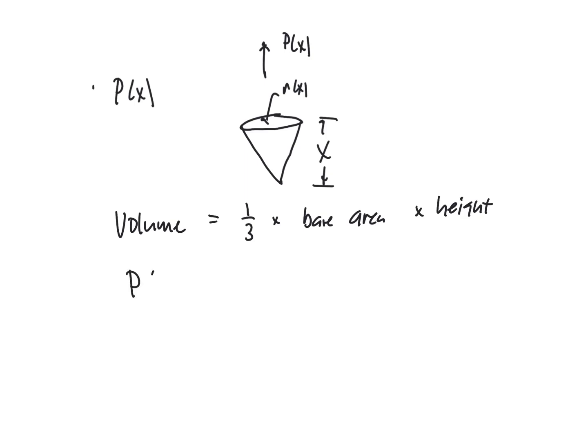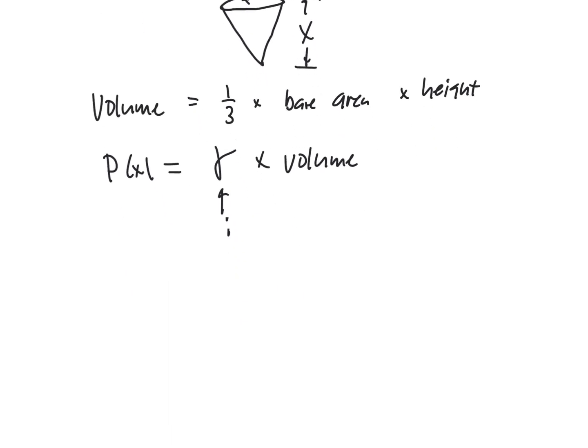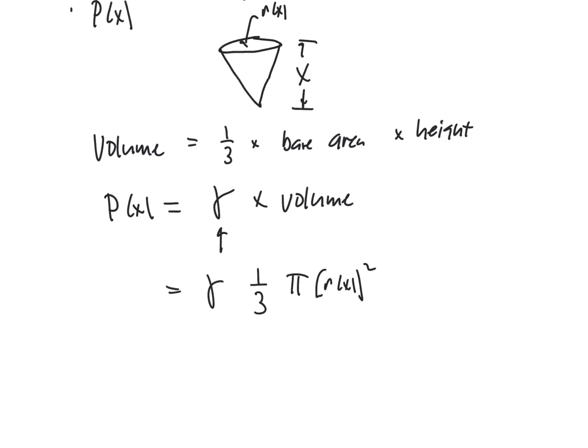So what that means is that the P of x is going to be the weight per volume, that's our gamma, multiplied by the volume of our section. So gamma, of course, is given. That's just a number. So in terms of symbols, it would be gamma times the volume, which is 1/3 the base area, that's pi, times our r of x, the quantity squared. That's the radius right here for that particular segment. So that's the area, and then the height of that particular segment is our x.